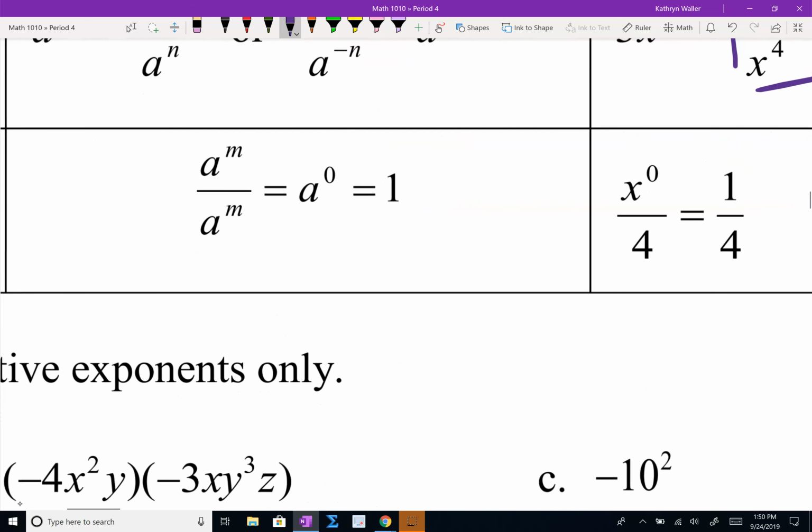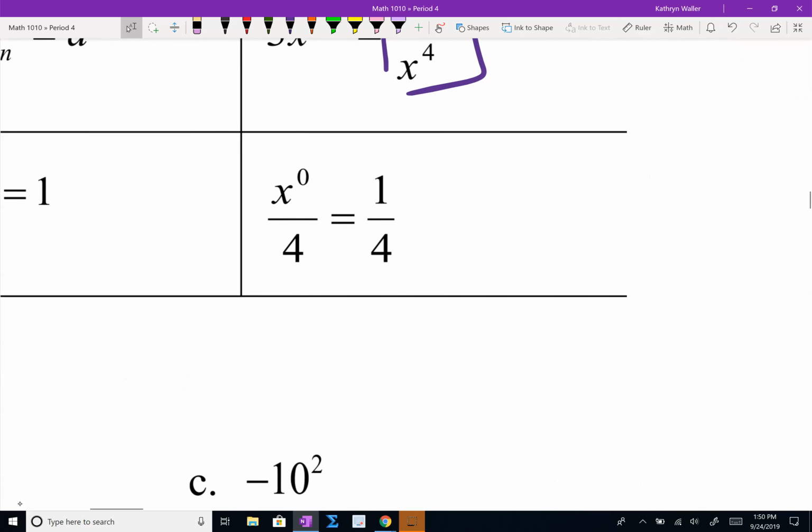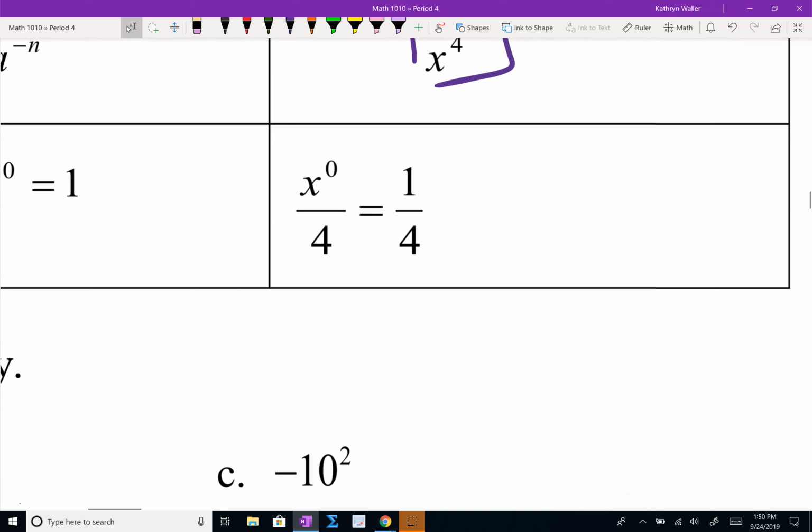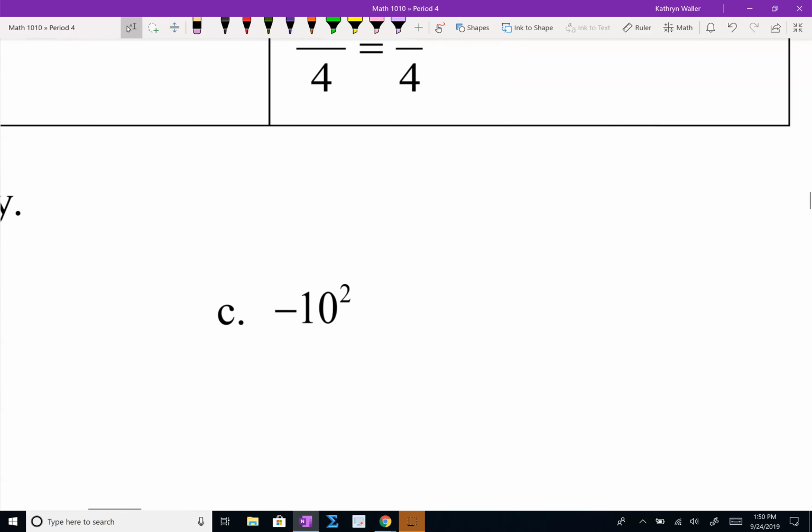If you divide something by itself, you go m minus m, which is 0, and then anything to the 0 is a 1. Okay, so remember that rule. Here's this little expression right here. x to the 0 is a 1, so that's just 1 over 4. Okay, all right, here we go.